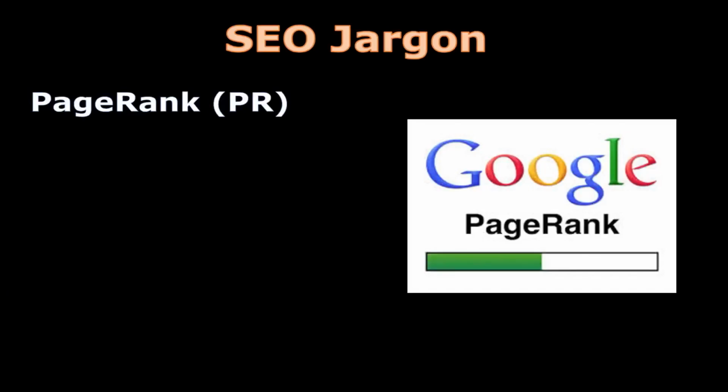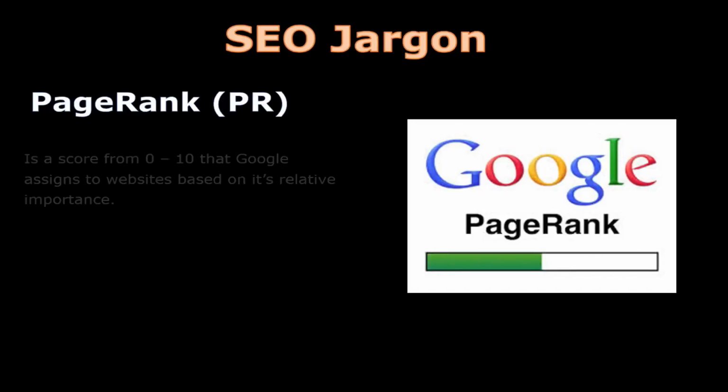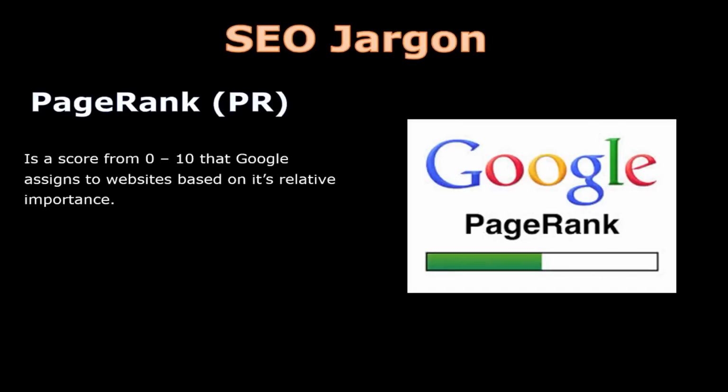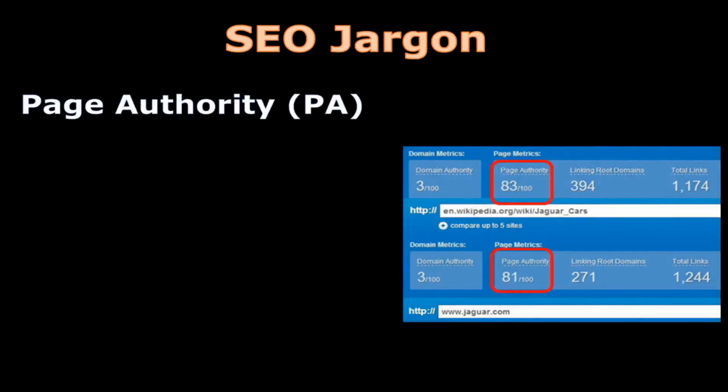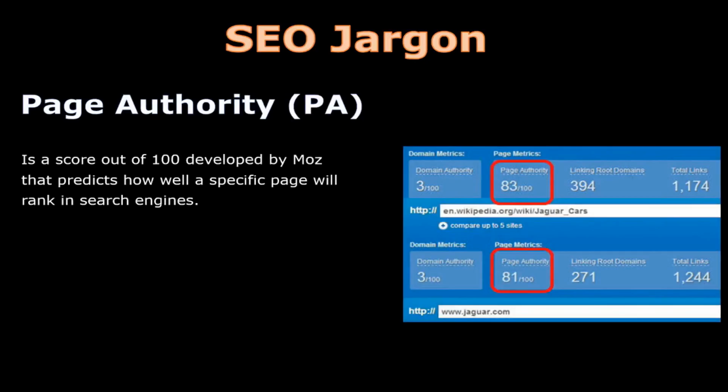PageRank, also known as PR. PageRank is a score from 0 to 10 that Google assigns to websites based on its relative importance. The higher the PageRank, the more important it is to Google. Page Authority, also known as PA. Page Authority is a score out of 100 developed by Moz that predicts how well a specific page will rank in search engines.